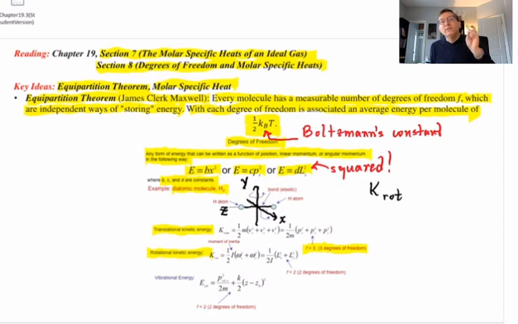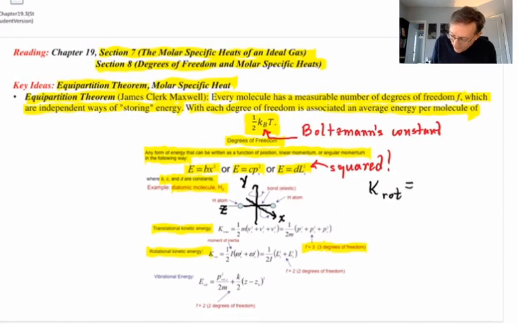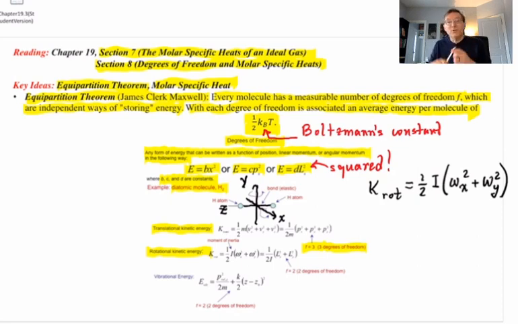1/2 times the rotational inertia, or moment of inertia, I, times the angular velocity, omega squared. Except now you can have rotation about an x-axis, so there can be an omega sub x, and rotation about a y-axis, omega sub y. So K rotational for this kind of barbell-shaped molecule is 1/2 I times omega x squared plus omega y squared. But no omega z, because you cannot detect the rotation about the bond axis. That's quantum mechanics. Okay?